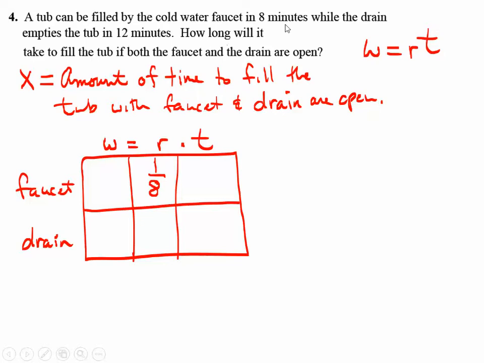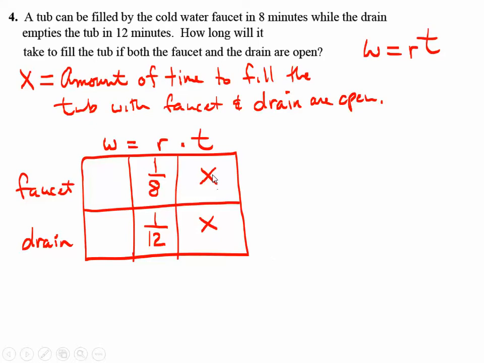Then let's do this one here. The drain can empty it in 12 minutes. So what kind of a job can it do in a single minute? 1/12. For T, for time, isn't X really what our time is? The amount of time. So we put X's for our time variables.